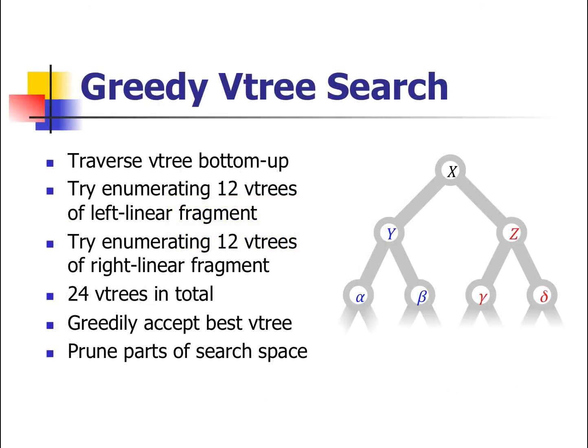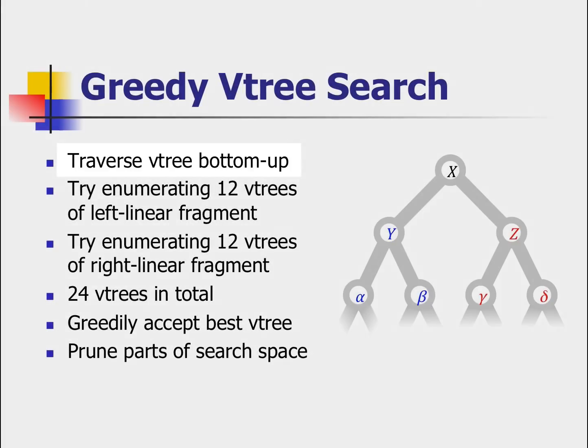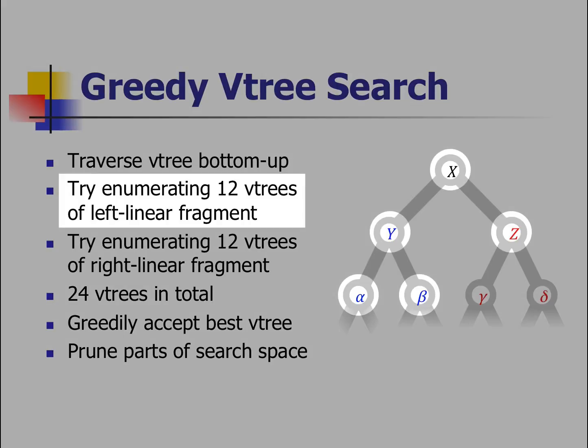So here's how the search algorithm works, and this is the one that's implemented in the SDD package. It's a greedy search algorithm, and it operates like this. It does multiple bottom-up passes on the Vtree, and when it's at a particular node, let's say X in this case, it will identify a left linear fragment which has X as its root. In this case, this happens to be the following. And then it will try to search all possible states, or all possible 12 Vtrees, of that particular fragment.